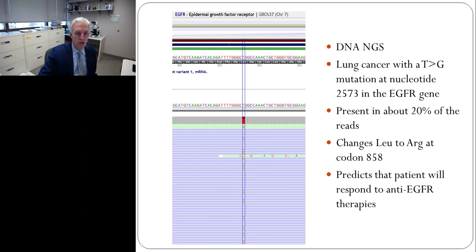But if there's a change shown, and if you look carefully, you'll see a G in some of these reads, that means there's an alteration. So at this position, there's a T to G change in about 20% of the reads. And that changes an amino acid in EGFR from leucine to arginine, codon 858. And that's a well-known mutation that predicts that the patient will respond to EGFR therapies, anti-EGFR therapies. So that's how it works with DNA next-gen sequencing.